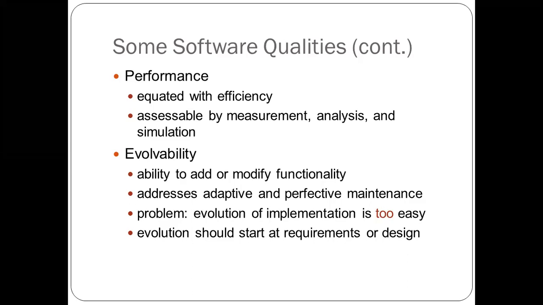The problem here is that evolution of implementation is too late. Similarly, evolvability should start at requirement or design. So at the basic level, at the initial stage, we will consider what the different requirements are, and accordingly we will design. So evolvability means at the starting stage we will take care of all types of requirements, or during the design phase. The first phase is design, then coding, then testing, and after that we can launch our software.